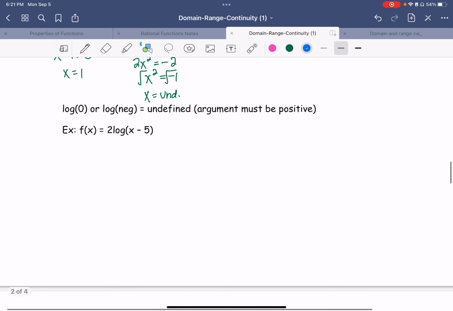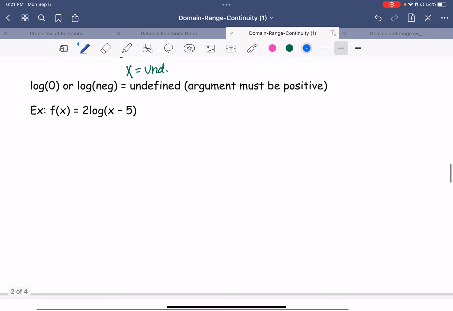Okay, another type of graph we can have are logarithms. So logarithms always have numbers in parentheses after them, and if the number inside the parentheses is negative or 0, it will be undefined. This value inside the parentheses is called an argument. Okay, so the argument of a logarithm has to be positive. Okay, so if it has to be positive, what I'm going to do is just set it greater than 0. Now again, the stuff inside the parentheses, so this whole thing right here will be the argument. So x minus 5 is the argument.